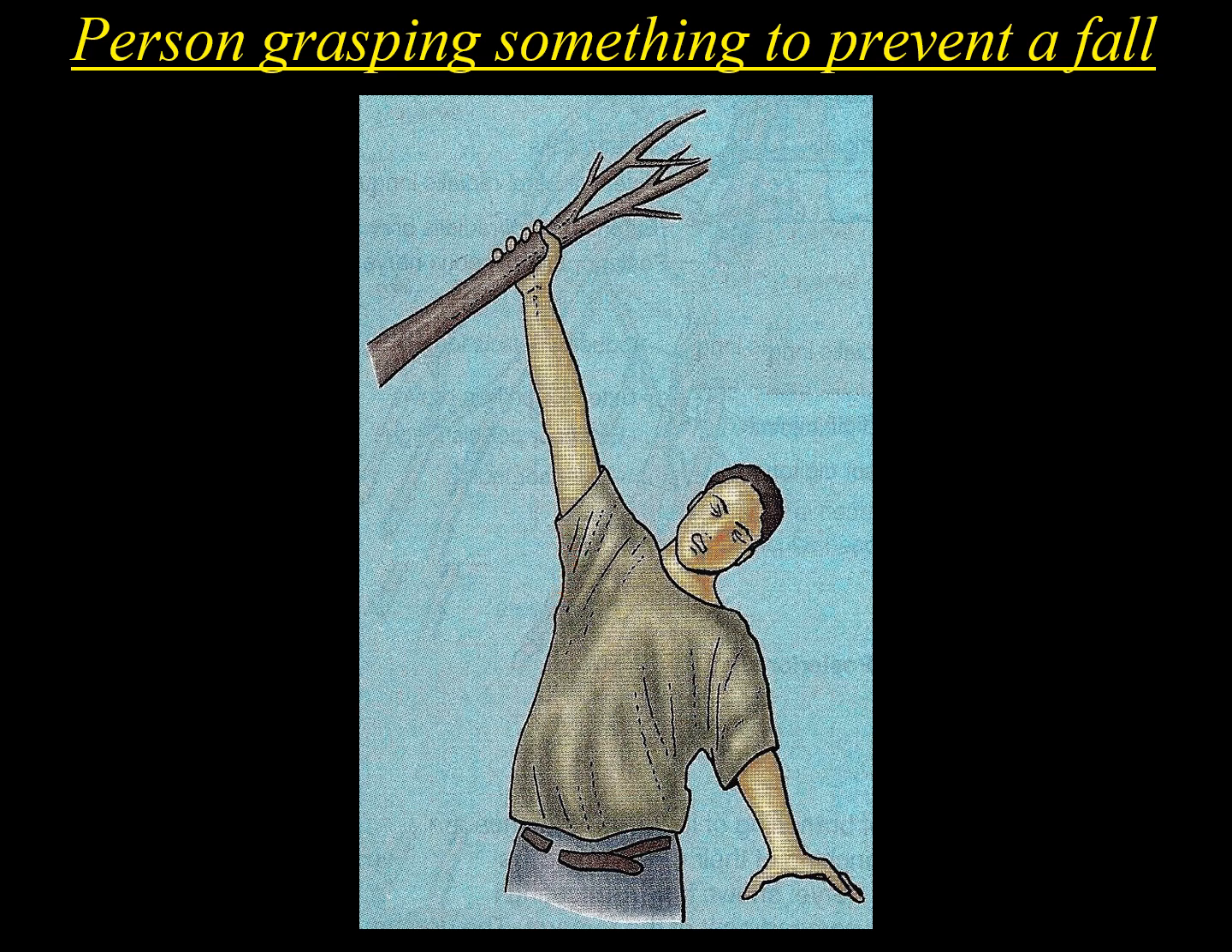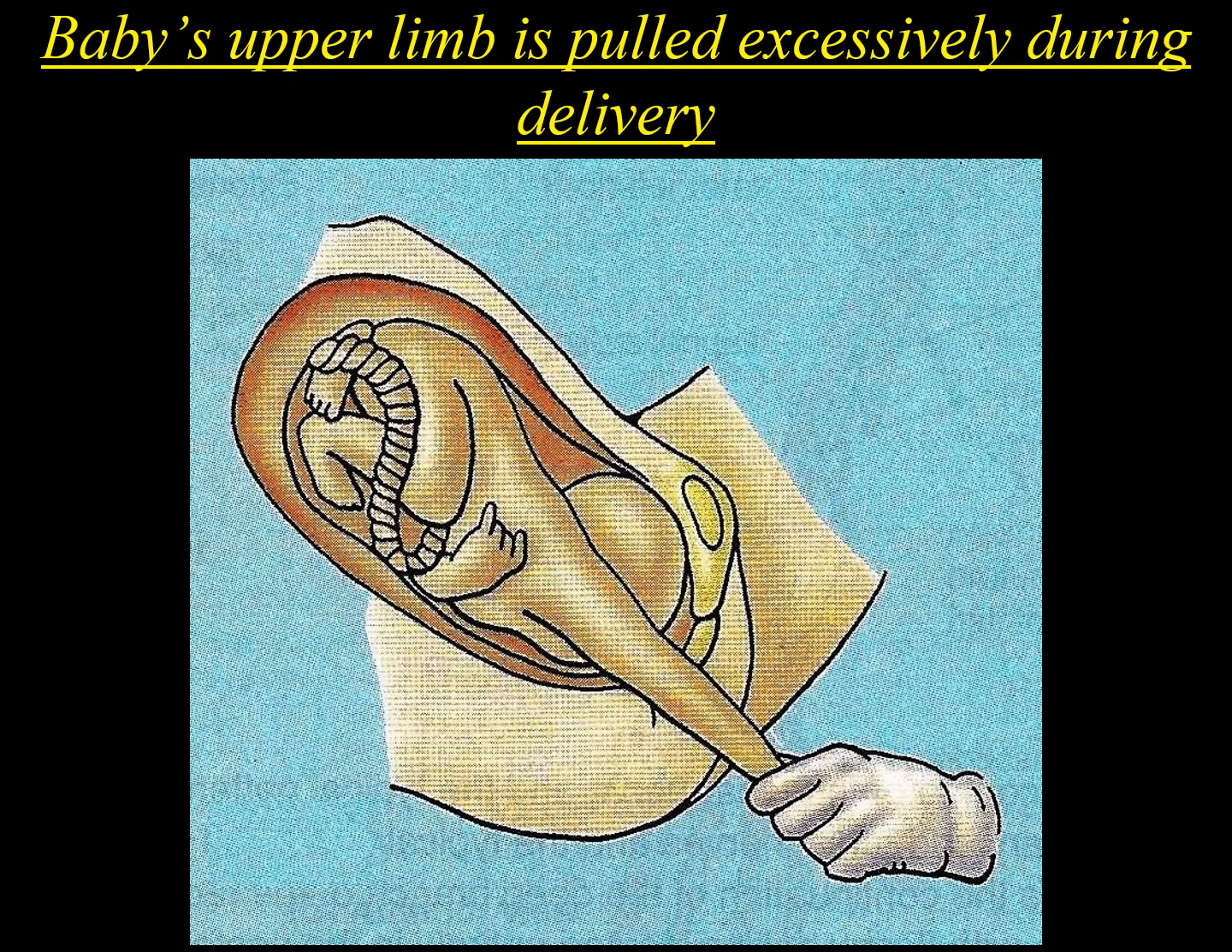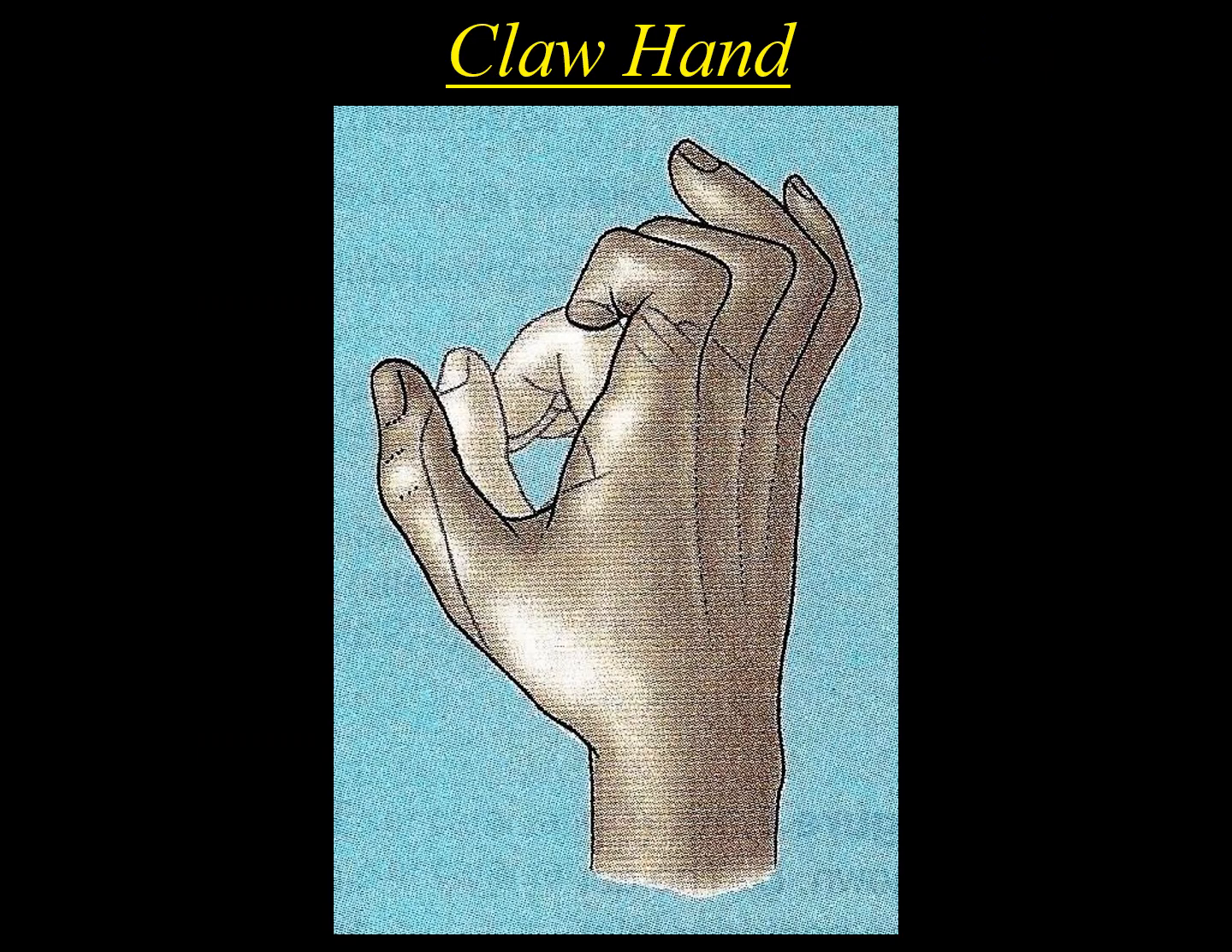Also, the baby's upper limb is pulled excessively during delivery. So if the person or doctor is pulling it harshly, and there is more abduction of the shoulder, it can cause trauma. And the result of this will be, as we have discussed, a condition known as claw hand. The hand will appear like a claw, occurring due to damage to the muscles of the hand which perform the function.